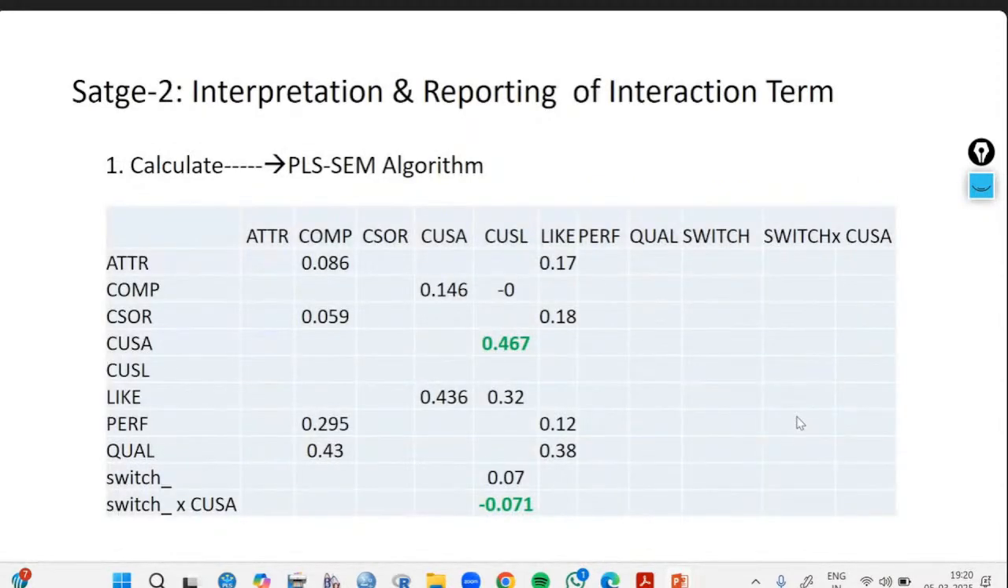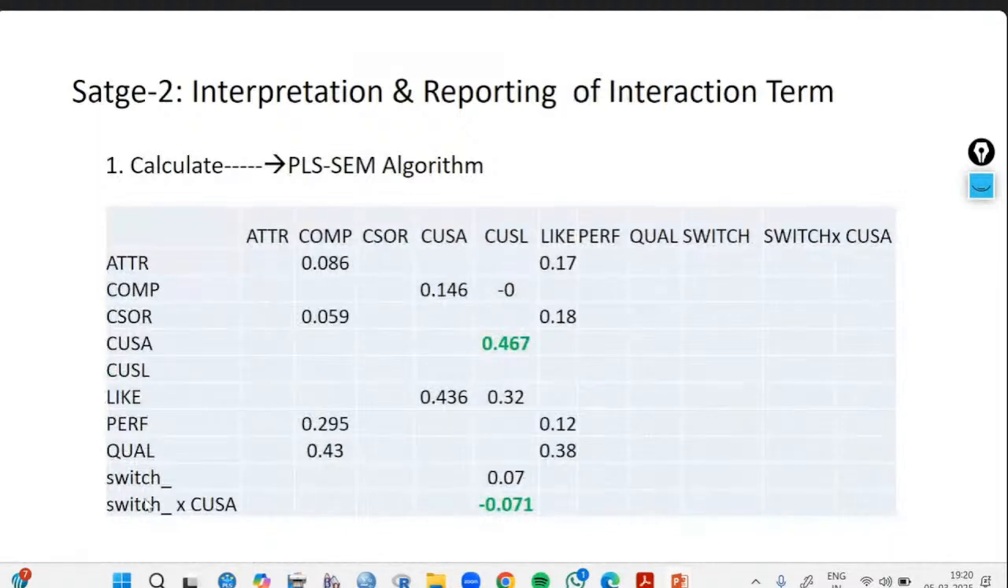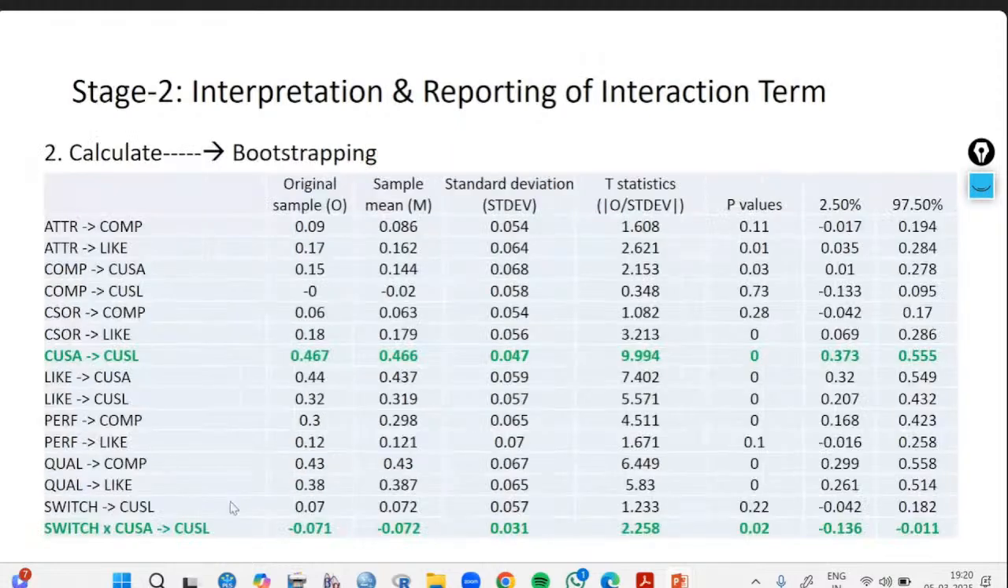Now the interaction means switching cost into customer satisfaction, and what is the value? Minus 0.07. It is the path coefficient; whether this is significant or not. So for switching cost, the p value is less than 0.05, so it is significant, and through the confidence interval both values are negative, so there is no issue. So it is significant. The interaction term is significant.